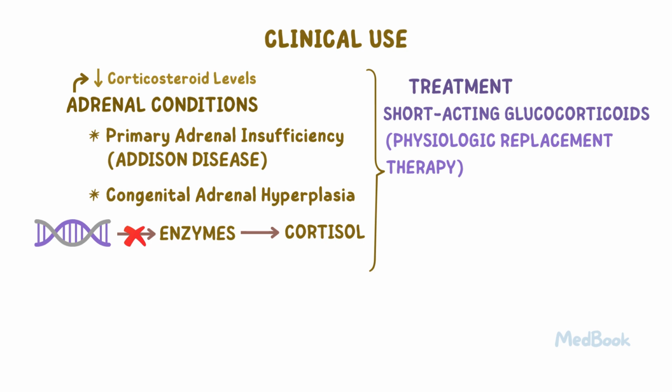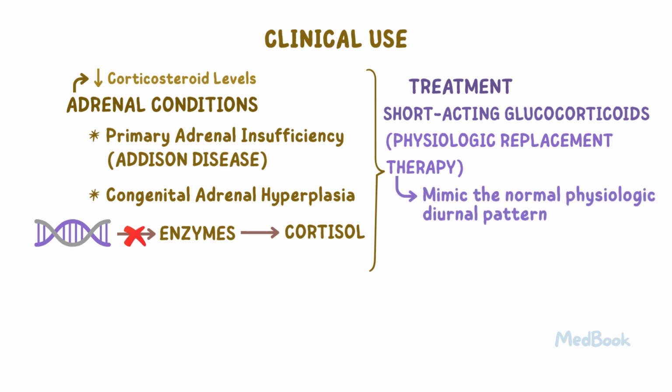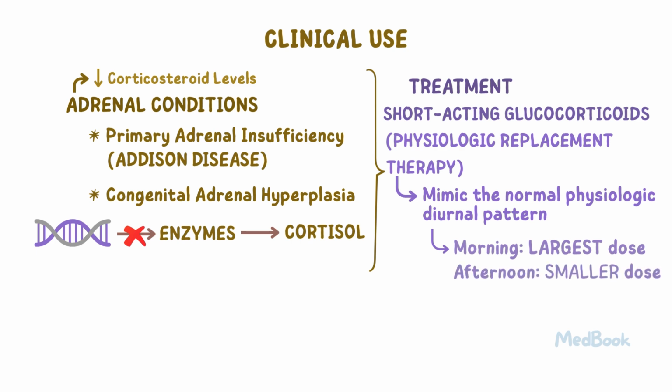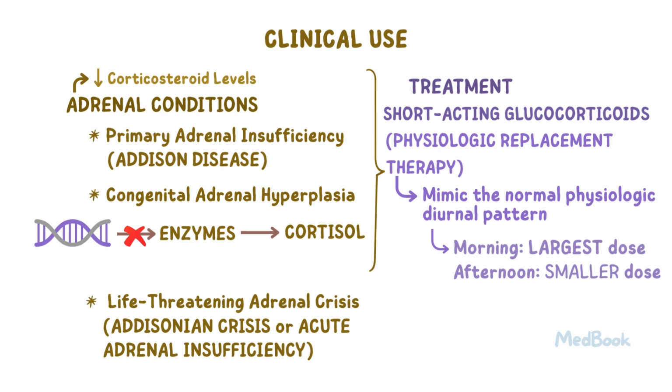Now, to treat these conditions, we use short-acting glucocorticoids, which are in this case also referred to as physiologic replacement therapy. Physiologic replacement therapy should mimic the normal physiologic diurnal pattern, meaning that in the morning individuals should receive the largest dose and later in the afternoon a smaller dose. In addition, a life-threatening adrenal crisis, which is also known as the Addisonian crisis or acute adrenal insufficiency, is treated with hydrocortisone due to its rapid effect.